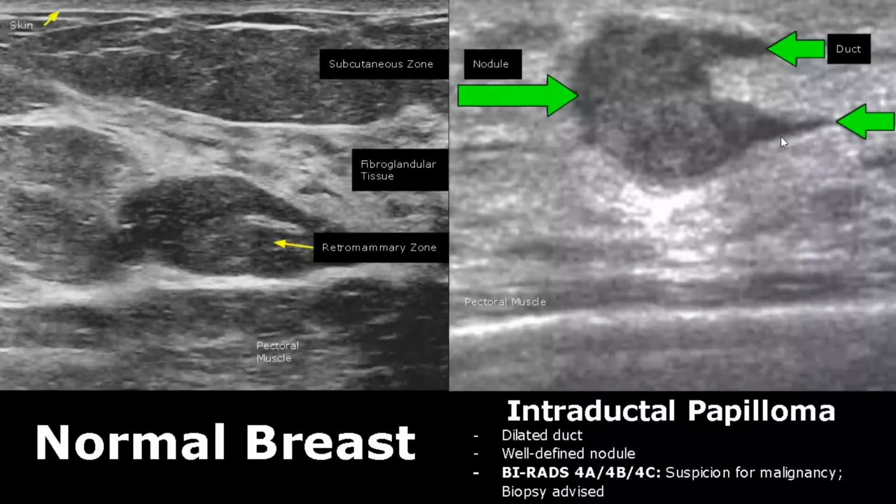Intraductal papilloma is not very common. Its appearance usually involves dilated ducts and a well-defined nodule. It is rated as BI-RADS 4 and biopsy is advised.